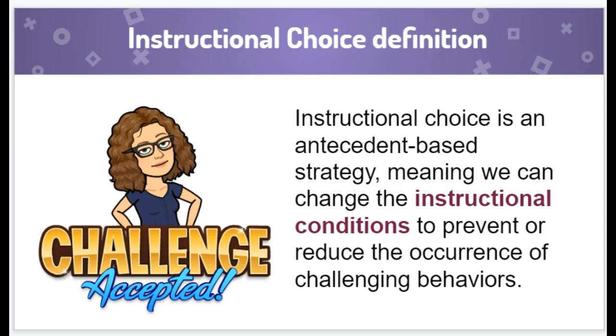So when we're looking at what does it mean to offer instructional choice, we're looking at an antecedent-based strategy, or something that happens before the behavior. And it means in essence that we're changing the instructional conditions, hoping to decrease or reduce the amount of times a challenging behavior might occur. So we're looking across activities and within activities to say, what can we do that will make a difference for this student to increase the likelihood that they will complete a task or engage in a behavior that we'd like them to engage in.